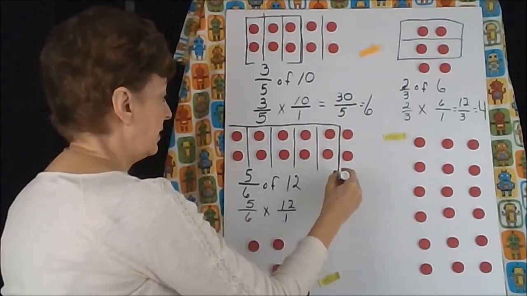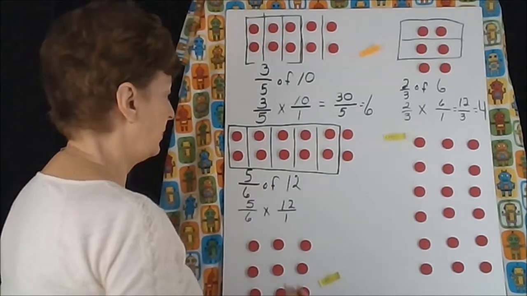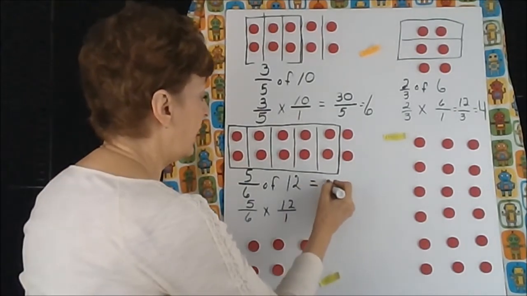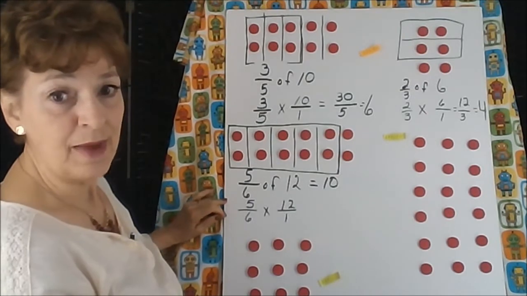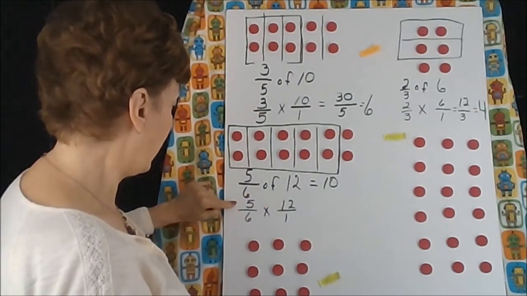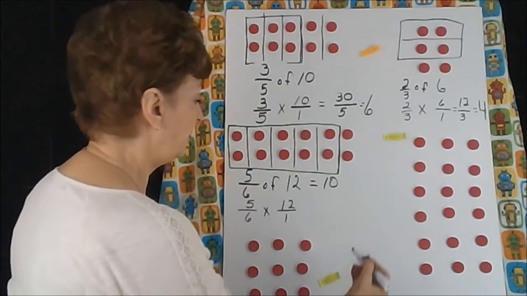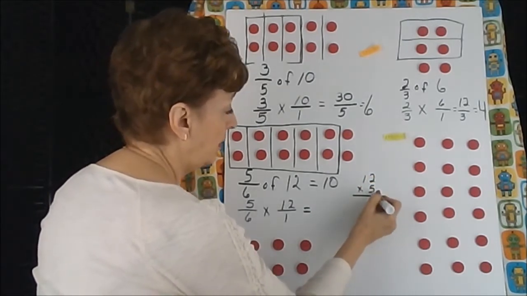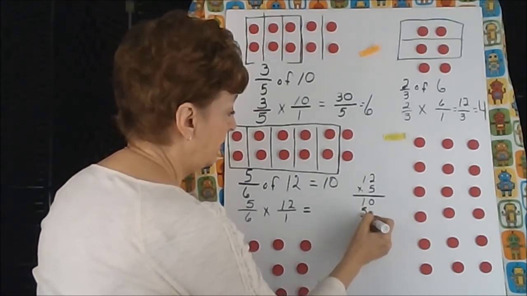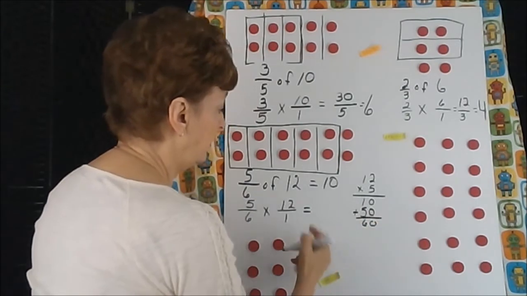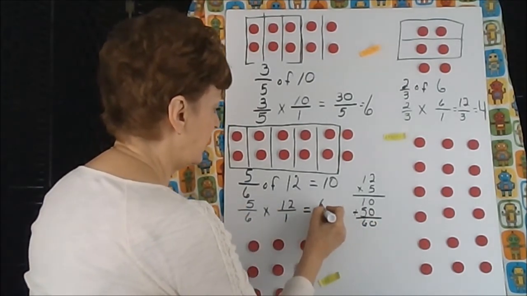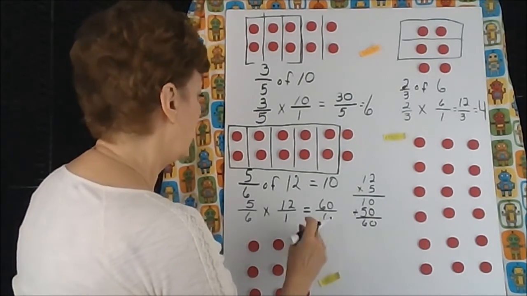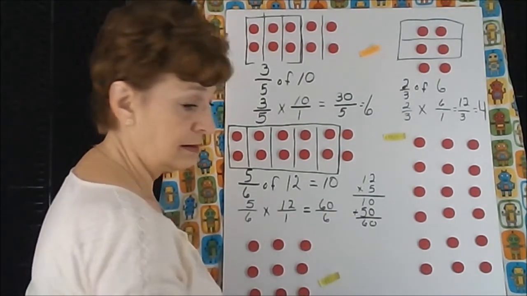This is all we're considering, this group right here. We can clearly see that there are 2, 4, 6, 8, 10. So we're hoping that our answer is 10. Let's see if it works out mathematically. Multiply the numerators. 5 times 12. 5 times 12 is 60. 6 times 1 is 6. 60 divided by 6 is 10.